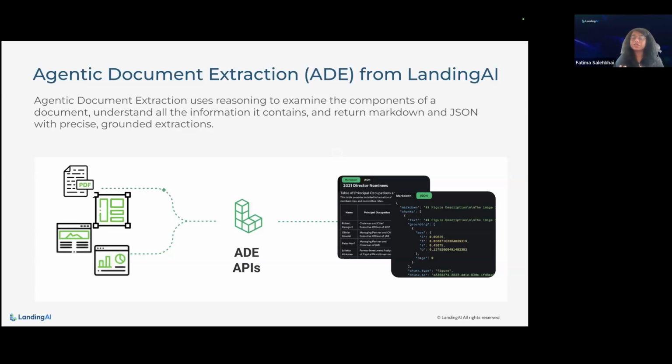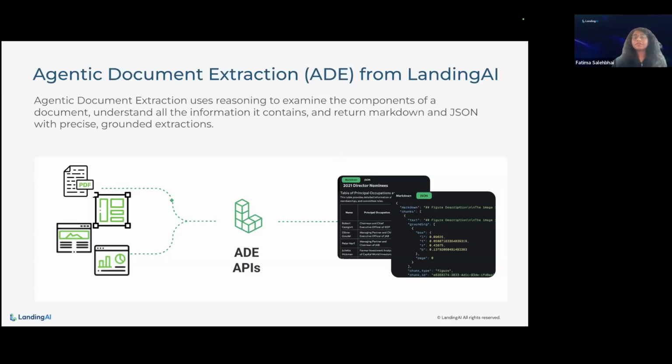What the APIs do is take in your documents and then use reasoning to examine what it needs to do with that document. How does it need to chunk it or lay it out, extract the layout, classify individual components inside the document, and then convert it into the most meaningful markdown or JSON for downstream tasks.